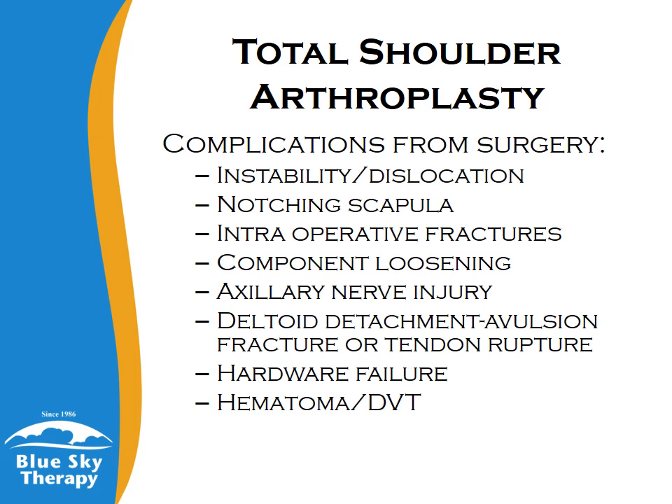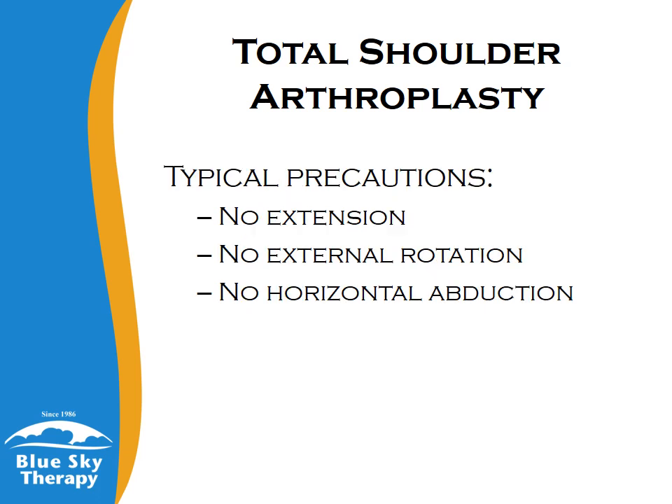Complications from the surgery include instability or dislocation of the shoulder, a notching scapula, intraoperative fractures, component loosening, axillary nerve injury, deltoid detachment or avulsion fractures or a tendon rupture, hardware failure, and hematoma or DVT. Total shoulder arthroplasty precautions include no upper extremity extension, external rotation, or horizontal abduction.